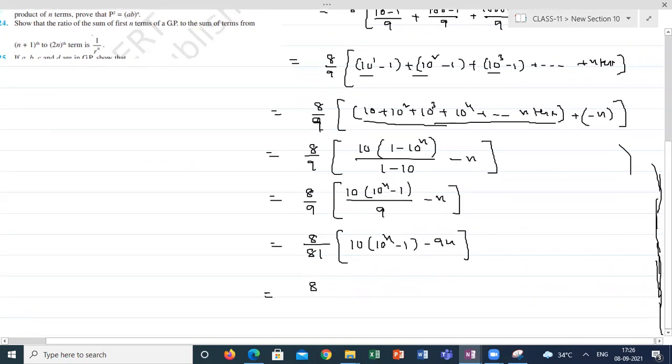This further simplest form can be written as 8 by 81 into (10 power n plus 1 minus 9n minus 10). This is the sum of 8 plus 88 plus 888 plus 8888 plus up to n terms.